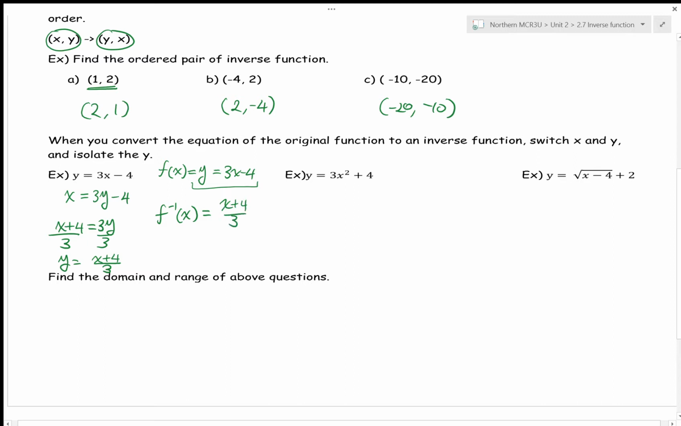Now let's do the second example. In this case, we're not dealing with a simple equation like the first example, which was linear. This is a quadratic. The same thing though. The whole concept is the same.